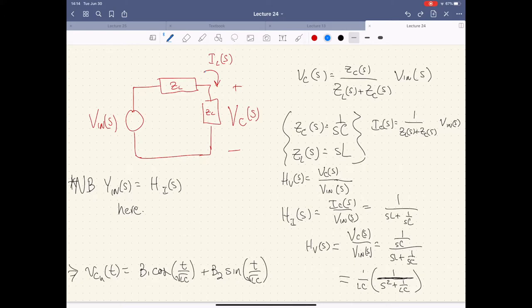I think the book actually has a bit of a typo in it, and let me explain. So I C of S is actually derived as follows. We end up with this expression for it.